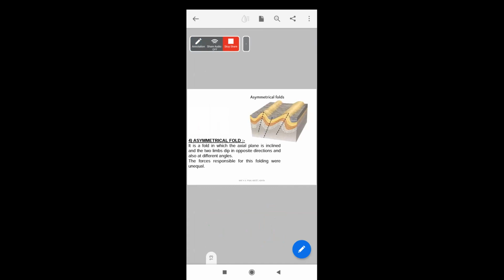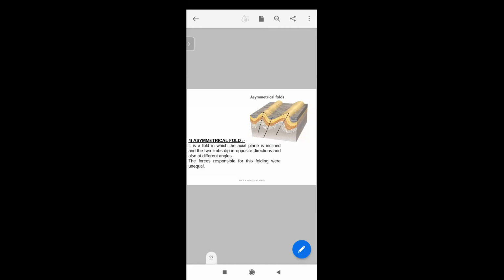Now asymmetrical fold, asymmetrical is opposite to symmetrical, just like anticline, syncline. अँटिक्लीन सिनक्लीनसारखंच या दोन फोल्ड्समध्येसुद्धा ऑपोजिट कॅरेक्टर्स आपल्याला बघायला मिळतात. Now in the asymmetrical fold, it is the fold in which the axial plane is inclined and the two limbs dip in opposite direction. Okay, now here we have seen that in the symmetrical fold the axial plane was vertical. Now here in the asymmetrical fold the axial plane is not vertical, it is inclined.